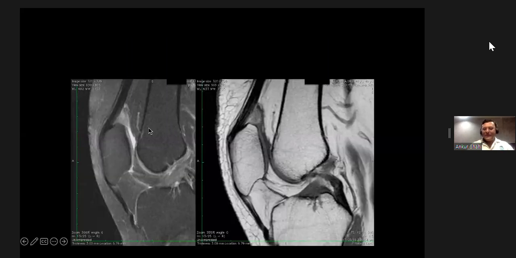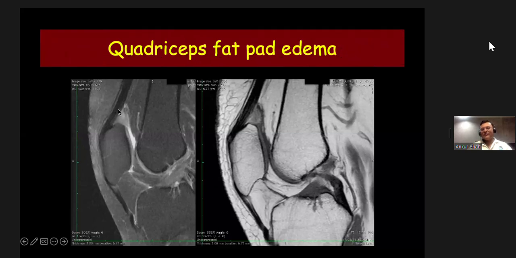One more fat pad which might show edema is, we know there are different fat pads in the anterior aspect. There's Hoffa's fat pad, which is the infrapatellar. The suprapatellar fat pad divides into two. One is this one, which is known as the quadriceps fat pad. Look at the normal fat signal, and here it is replaced by edema. When you see this, this is the appearance of quadriceps fat pad impingement. Again, it can be a reason for the patient's anterior knee pain.